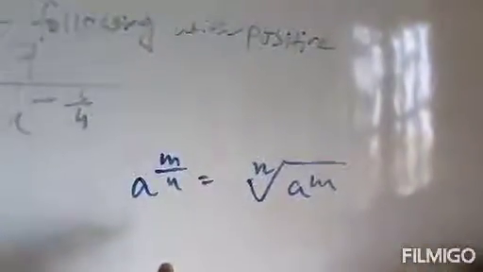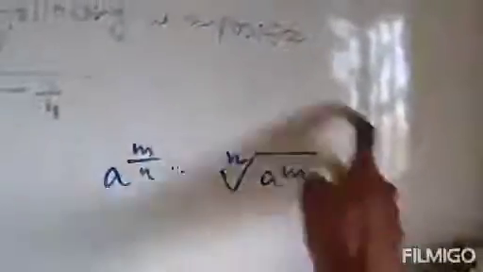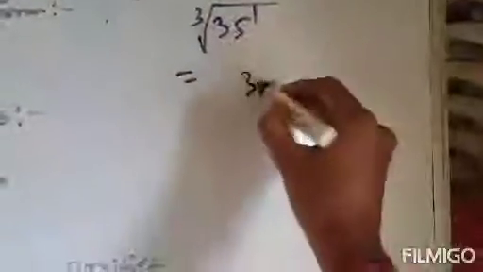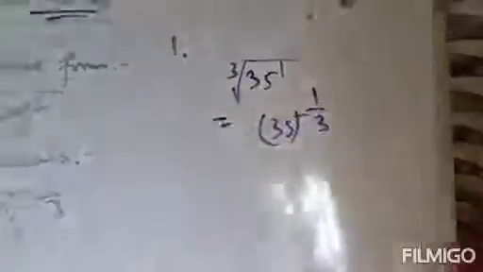Clear? So a to the power m by n is the exponential form, and this is the radical form. Here a is 35, m is 1 and n is 3, so 35 to the power 1 by 3 will be the exponential form.